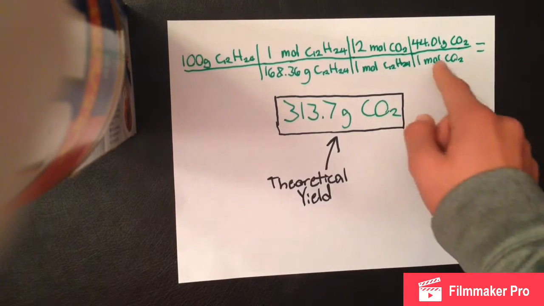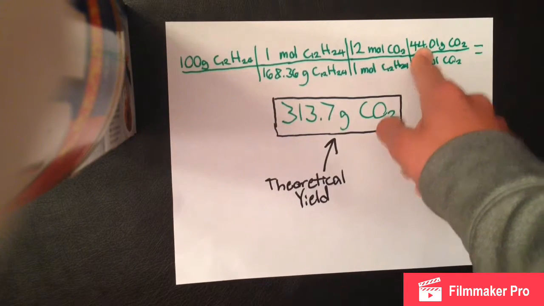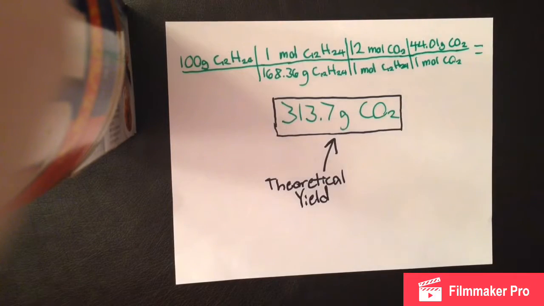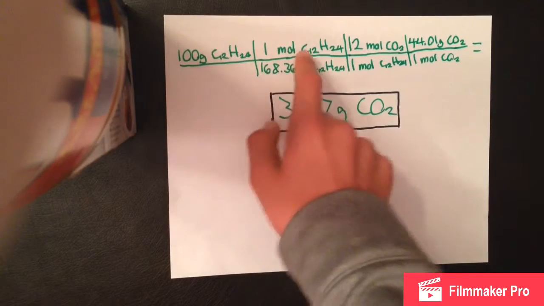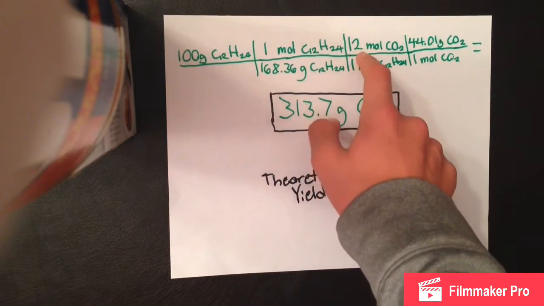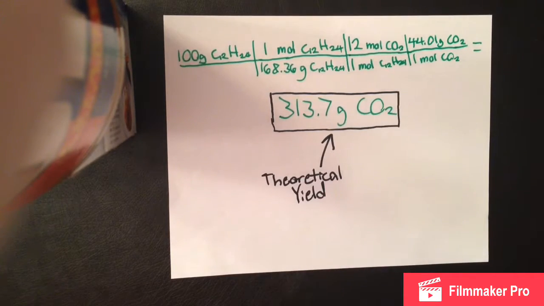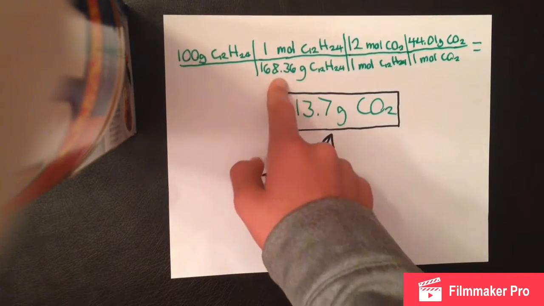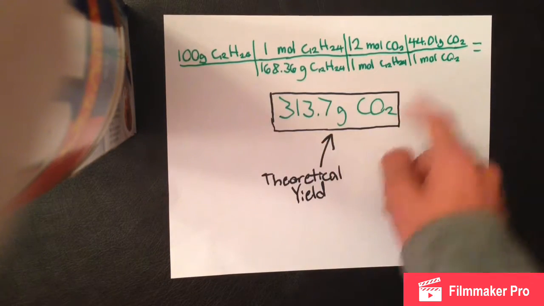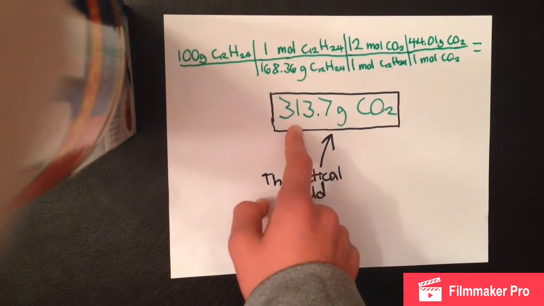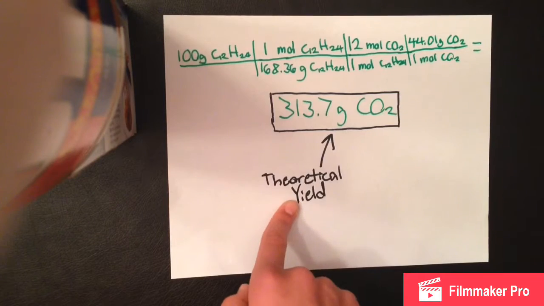You then use the mole of carbon dioxide to find the molar mass of carbon dioxide. Then, what you want to do is multiply, like we did before, 100 times 1 times 12 times 44.01, and divide all of that over 168.36 times 1 times 1. You get 313.7 grams of carbon dioxide, and that is your theoretical yield.